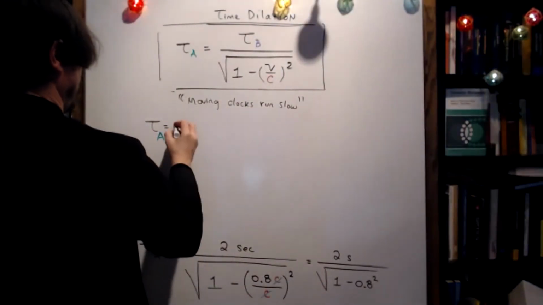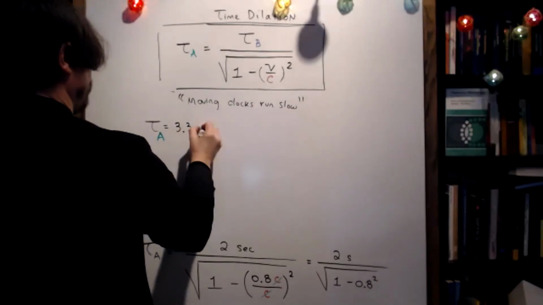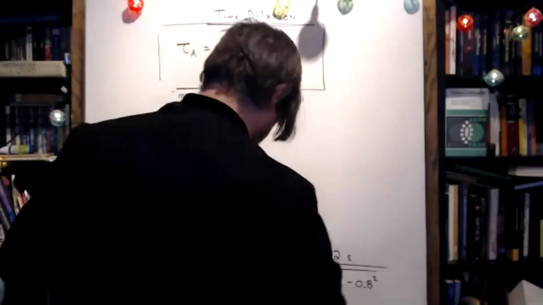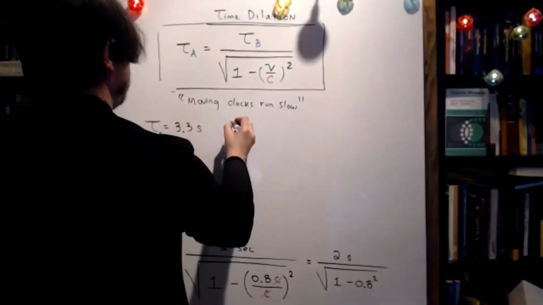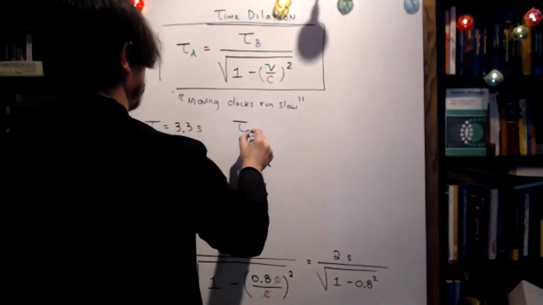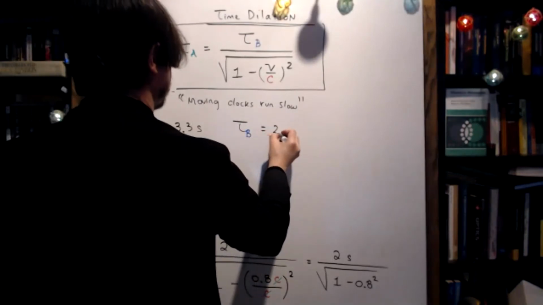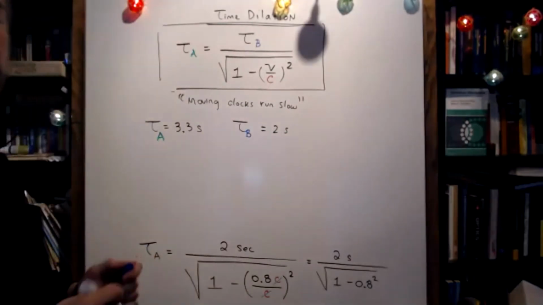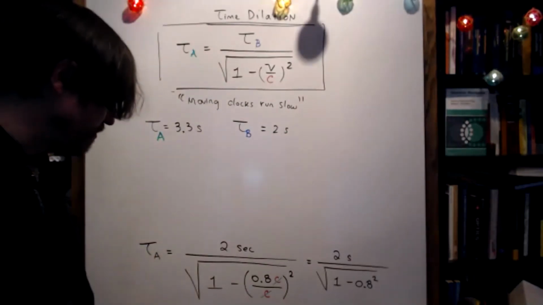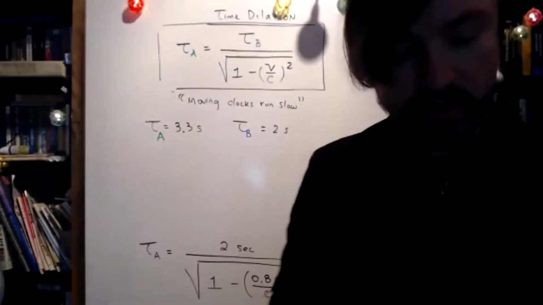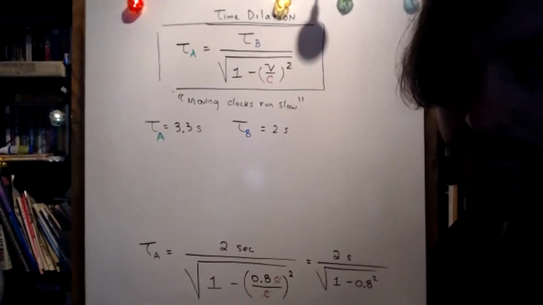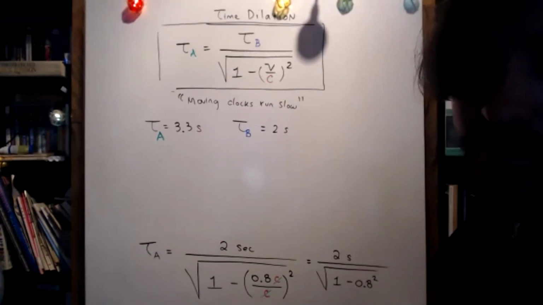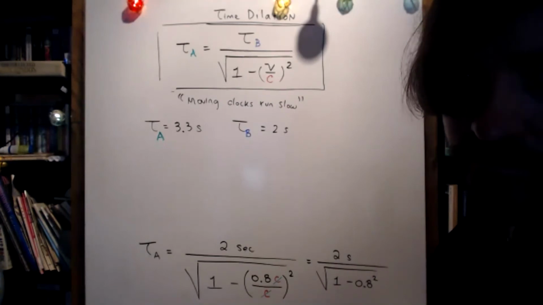A's time was 3.3 seconds. B's time was 2 seconds. Class, which clock ran slow? Which clock is the slow clock? First of all, who's moving? B is. Kaitlyn says B is moving. Whose clock is slow? Is it also B? Yes.